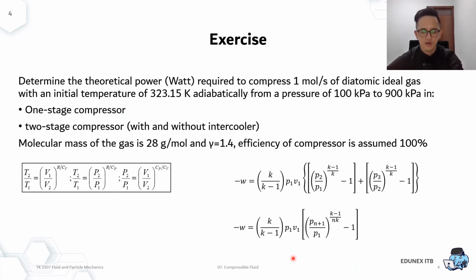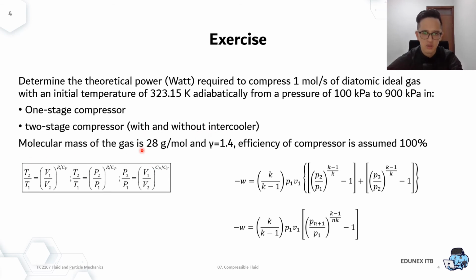To prove that you understand this concept, I give you an exercise. Please do this before the next class. Determine the theoretical power in watts required to compress 1 mole per second of diatomic ideal gas with an initial temperature of 323.15 Kelvin or 50 degrees C, adiabatically from a pressure of 100 kPa to 900 kPa, in 3 different options as explained in the previous slide: 1 stage, and 2 stages with and without intercooler.